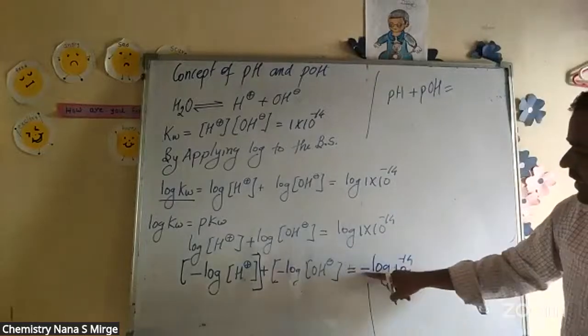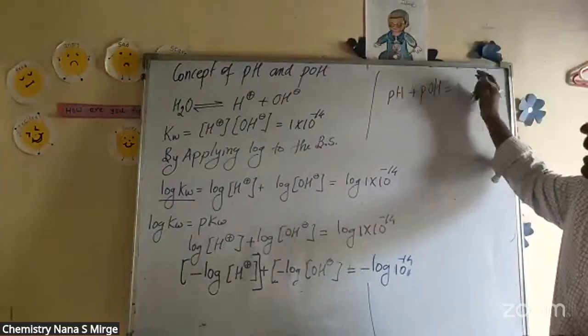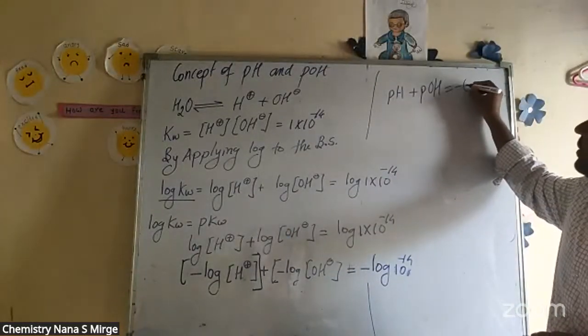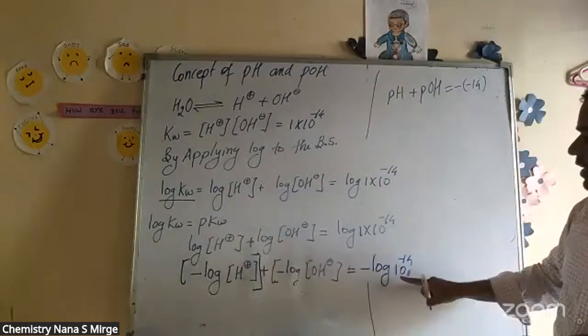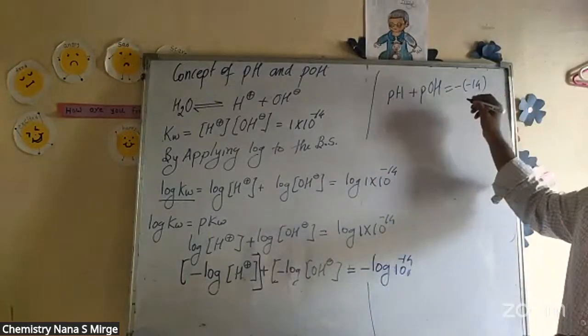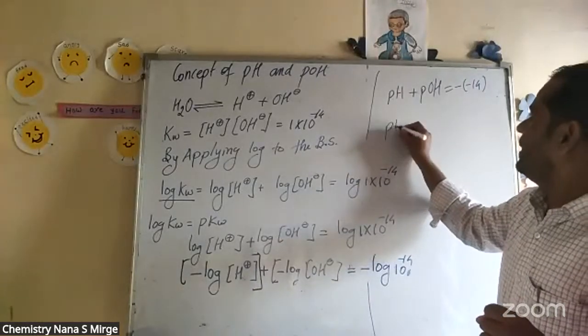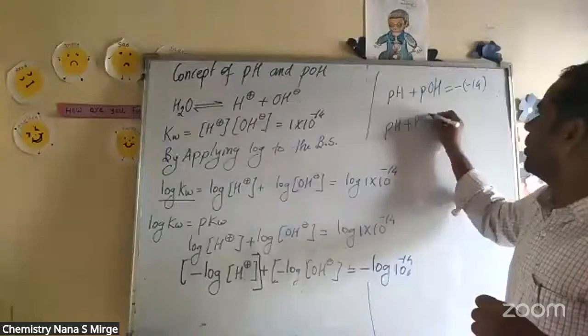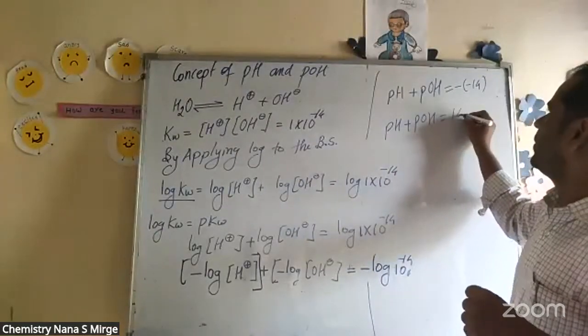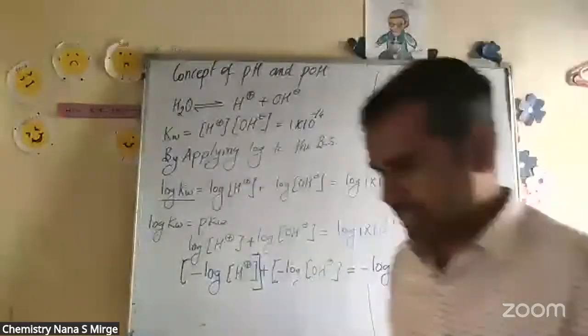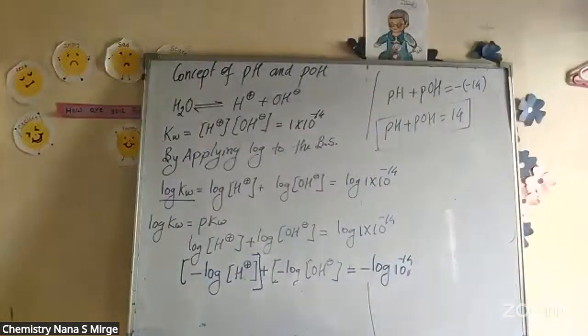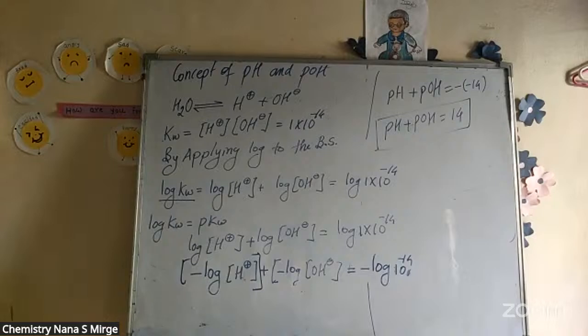ये 14 इधर गए, माइनस इंटू माइनस क्या हो जाएंगे? And plus into log of 1 is 1, log of 10 is 1. So pH plus pOH is equal to 14. Are you understood this equation? Yes, sir. हाँ बताओ, अब यहाँ पे आपको कहाँ समझ में नहीं आया?